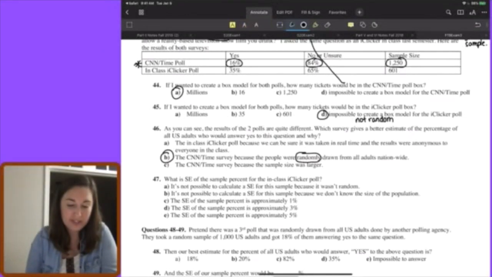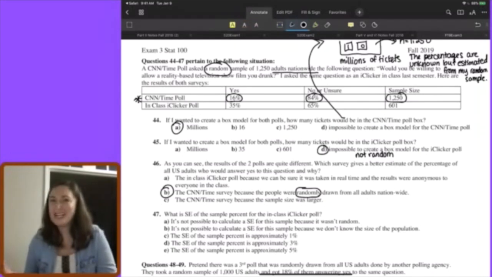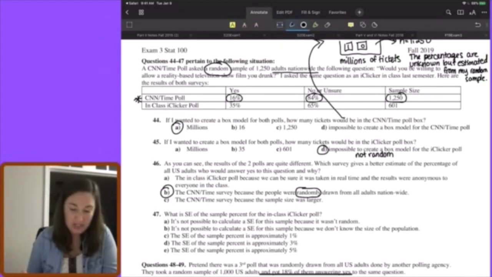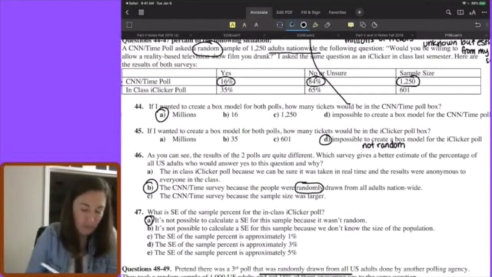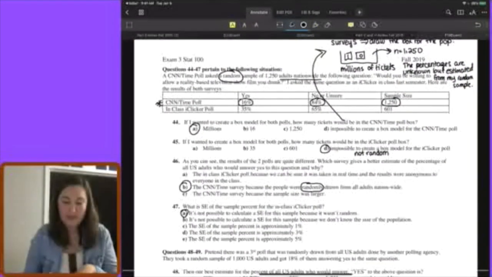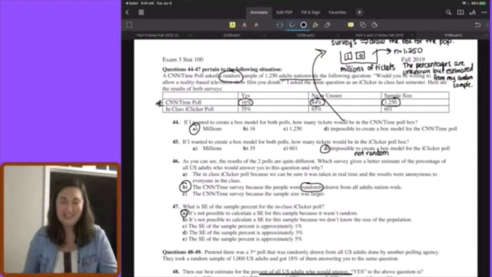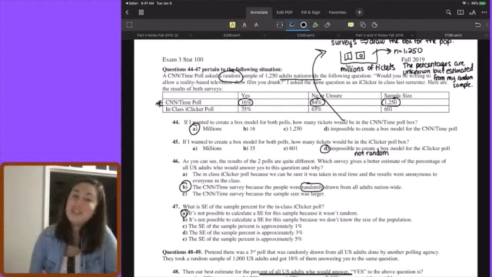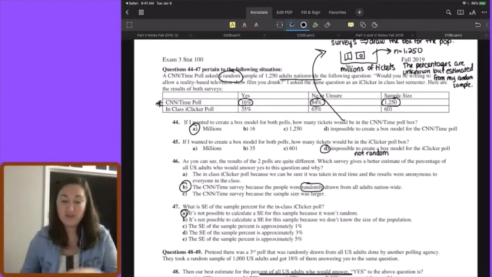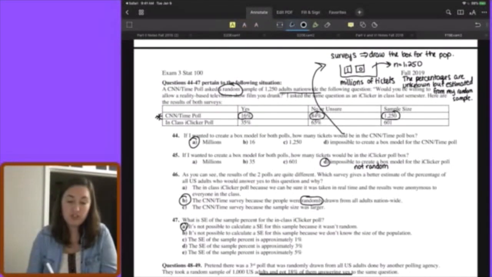What is the standard error for the sample percent of the in-class iClicker poll? So again, we have to ask ourselves, can we even do that? And here I'm going to say no, because it wasn't random. We don't know the size of the population. B says it's impossible to calculate, but we don't need to know the size of the population. We only need to know the size of the sample. And so this one wasn't random.